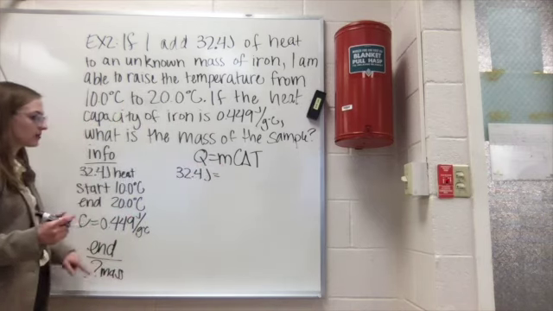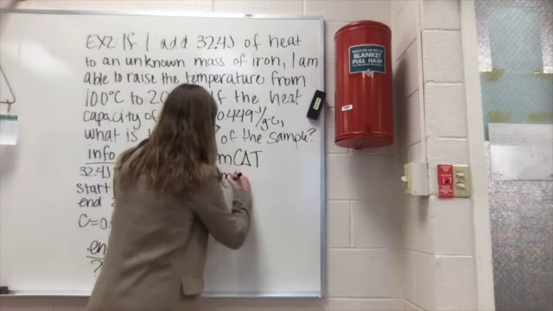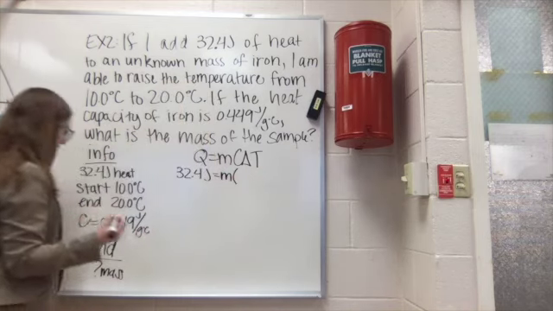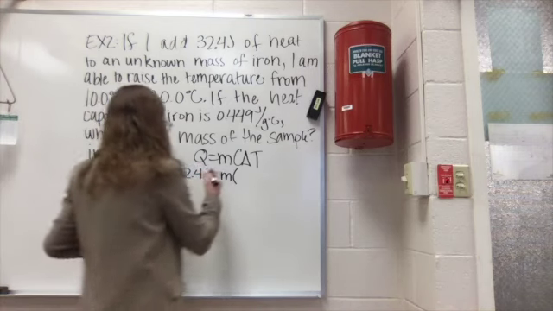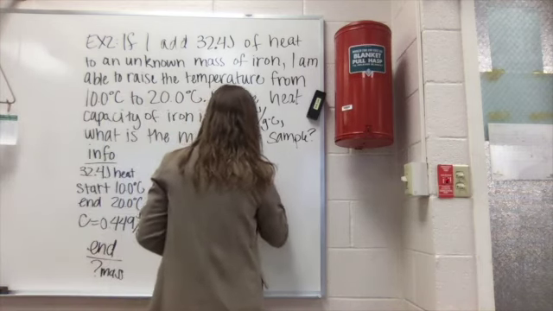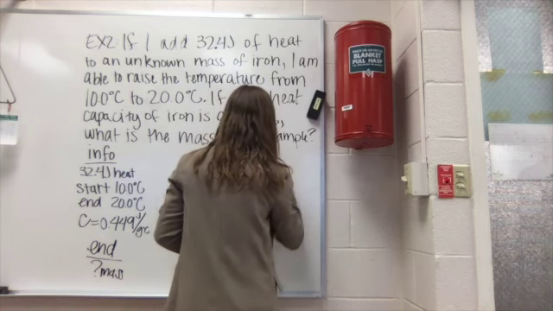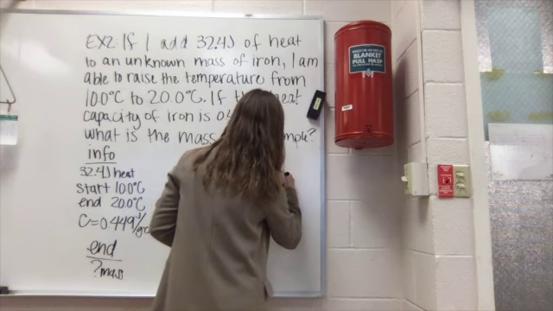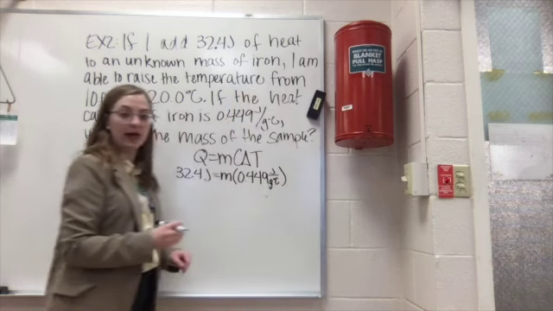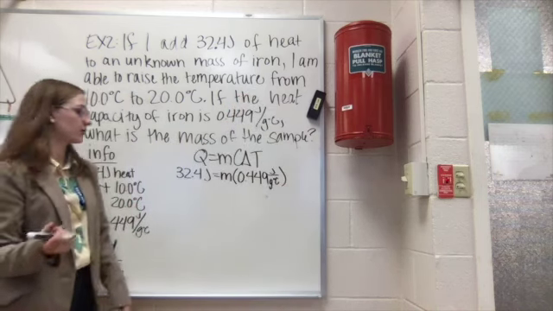We're looking for mass. We don't know mass, so we're still going to call it M. We know the heat capacity C. The heat capacity C of iron is 0.449, and then I'm going to rewrite my unit so that I have joules divided by grams Celsius in a more apparent manner there. I just made my fraction look better.